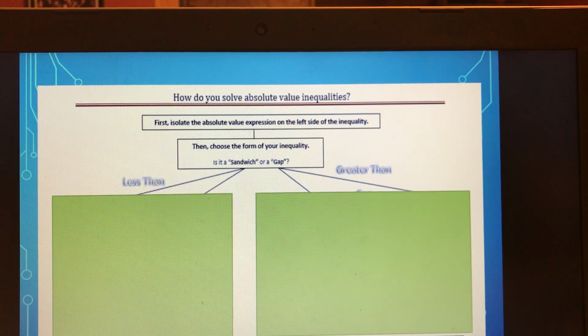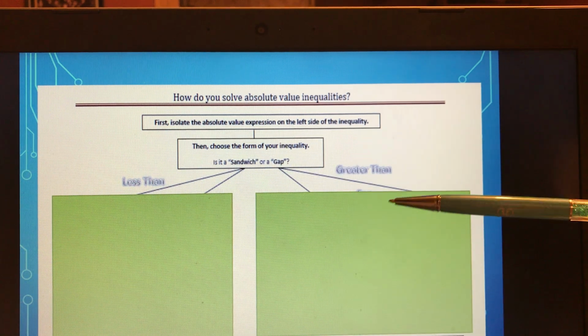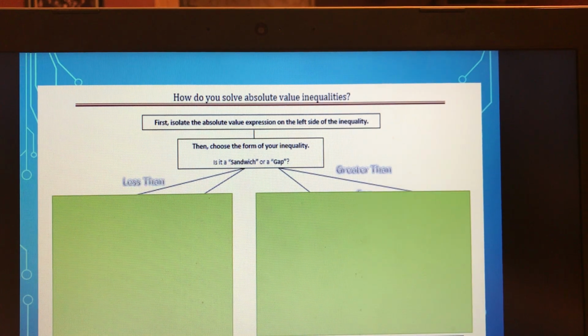Alright, so with your graphic organizer, first thing that we did in solving an absolute value equation was to isolate the absolute value. So you're going to start out the same way. You want to isolate the absolute value and get it on one side of the inequality. Once you've done that, then you're going to decide, is this a less than inequality or a greater than? What I like to say is, is it a sandwich or is it a gap? Less than is a sandwich, greater than is a gap.